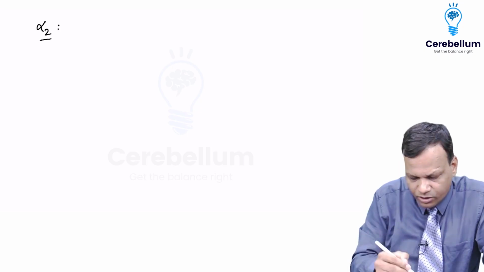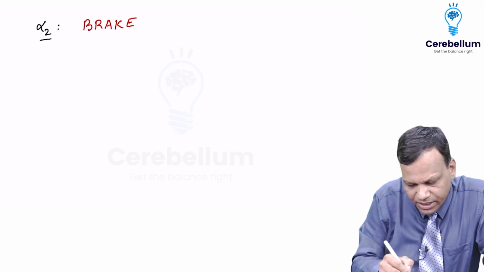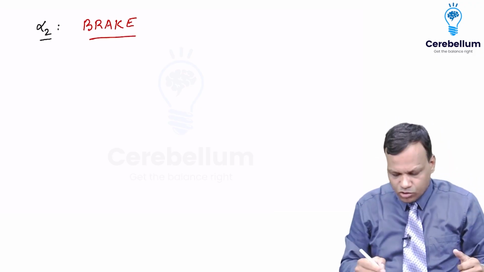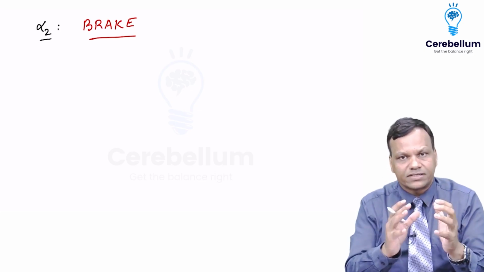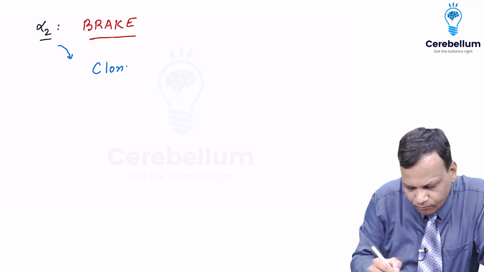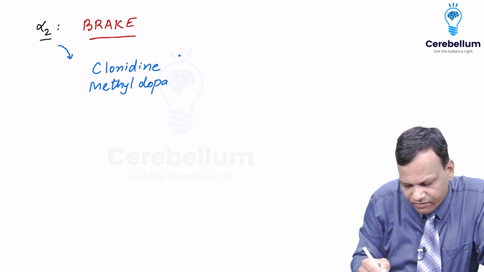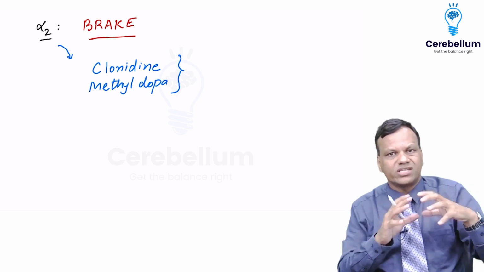If you remember, alpha 2 receptors act like a brake. They put the brake on the sympathetic system. So if we stimulate alpha 2, we are putting the brakes. And the drugs stimulating alpha 2, the main drugs are clonidine and methyldopa. They stimulate the alpha 2 receptor. They put the brake on the sympathetic system.